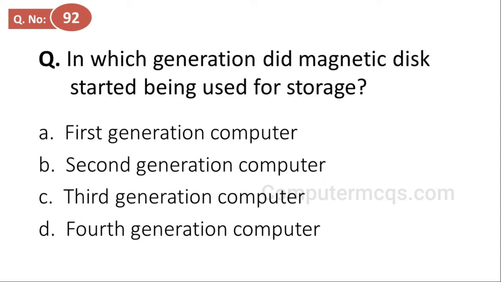In which generation did magnetic disk started being used for storage? Options are first generation computer, second generation computer, third generation computer, and fourth generation computer. The correct answer is option C, third generation computer.